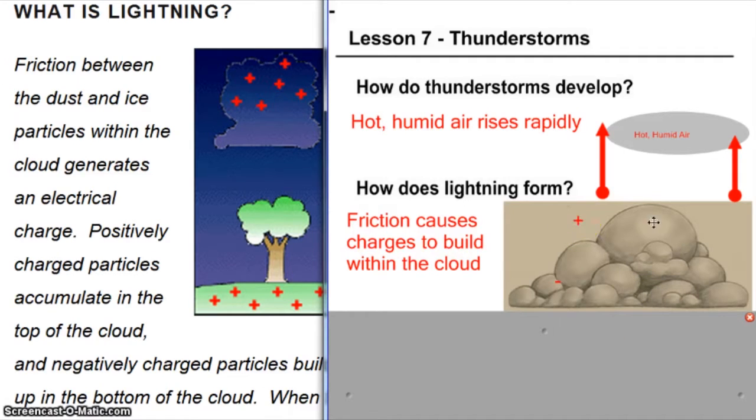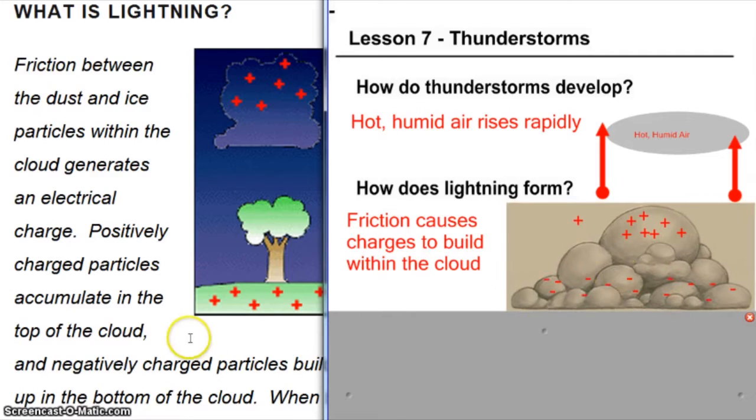So at the top of the cloud here we end up with all these positive charges. And then negative charges accumulate at the bottom of the cloud. So the cloud ends up being kind of like a great big capacitor. Okay, back to the reading.